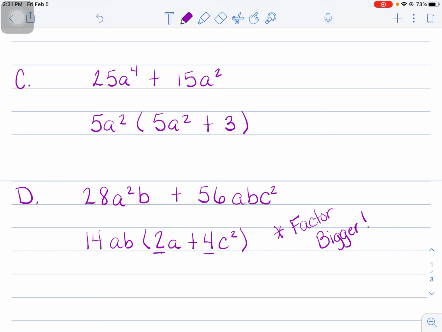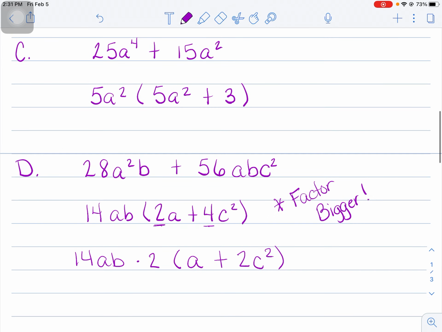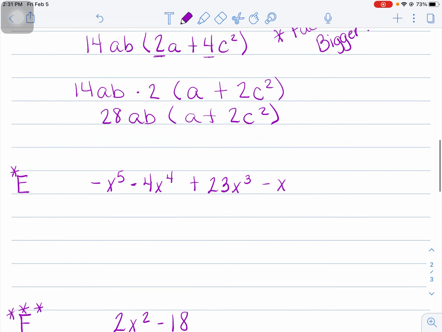So when we look at that, if we're at this point, we can pull out a 2. So think about, we already have a 14ab out here. We're going to now pull out another 2, so it's times 2, and I'm left with a plus 2c squared. Now, I don't want to leave it like that, so I want to fix it. 14 times 2 is 28ab, and then a plus 2c squared. This is fully factored, so I can't factor any further in my term, so always make sure that you have completely factored. All right, let's look at e.